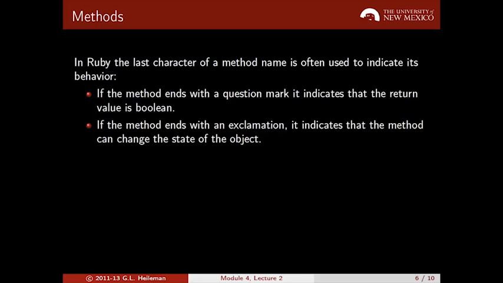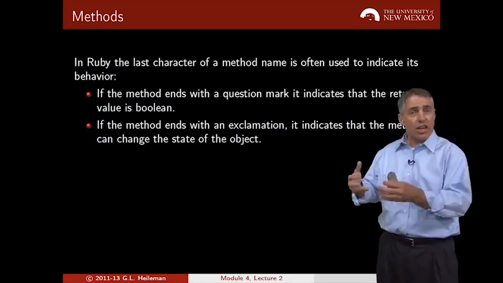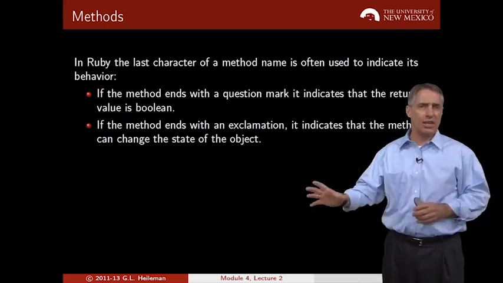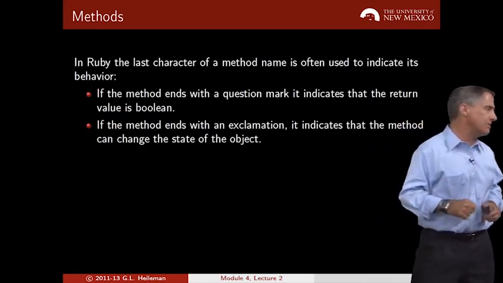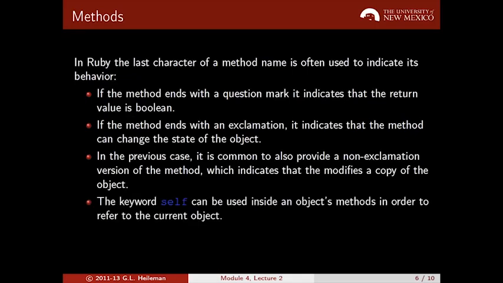You can do a sort on the array, or you can do a sort with an exclamation point. The one with the exclamation point actually changes the array. The one without the exclamation point just returns the result and leaves the array unchanged. So typically, if you have an exclamation point version, you also provide a non-exclamation point version. And again, as you inspect Ruby, you'll see this all over the place.